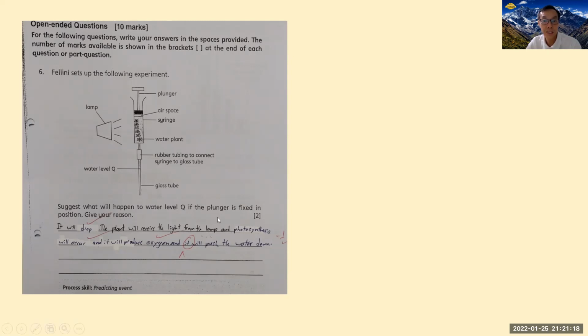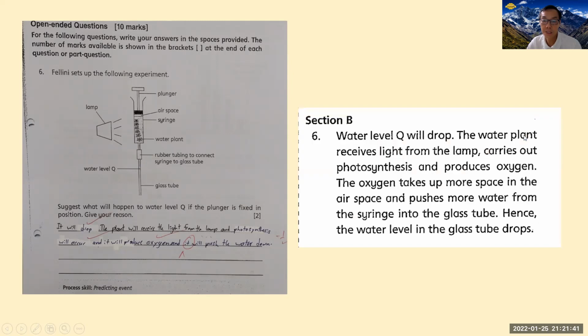The essence is that students must be able to tell the examiner that in the presence of light, the water plant is carrying out the process of photosynthesis. During this process, oxygen is being released. The oxygen produced will take up the space and therefore push the water level down. So this is the model answer which students should present.